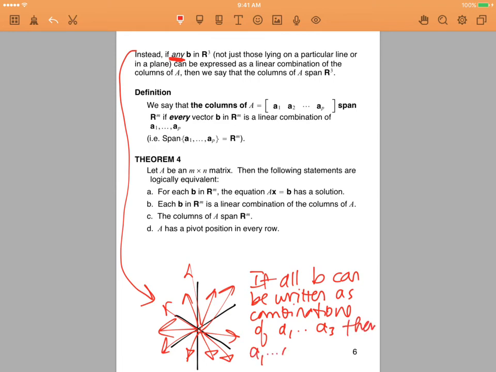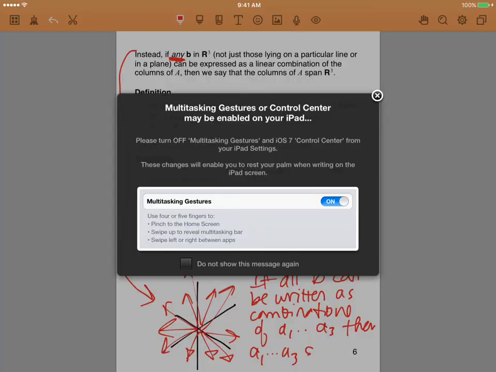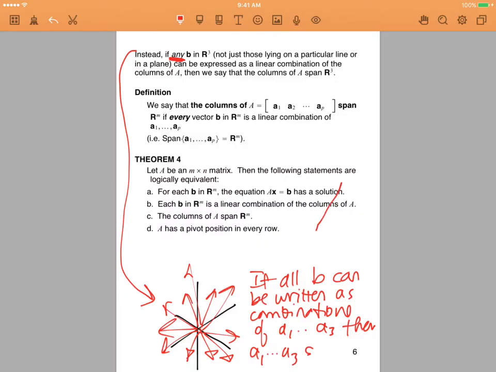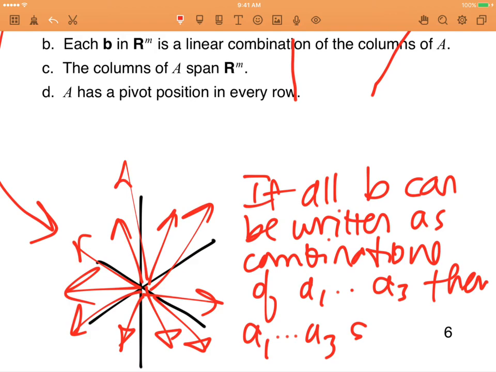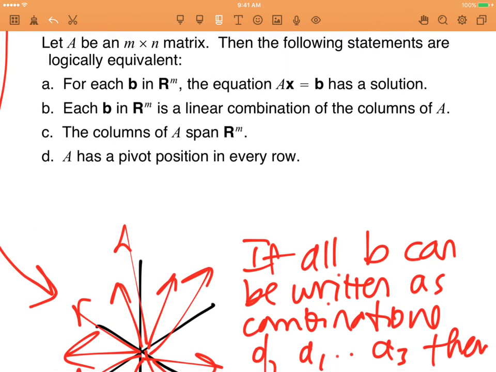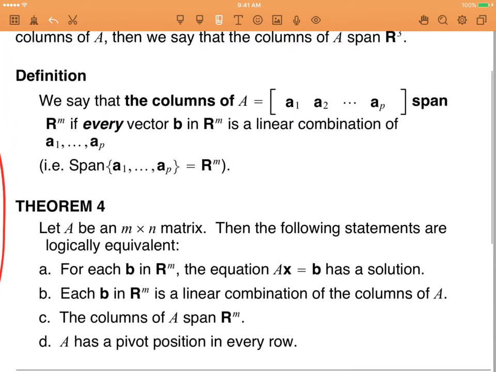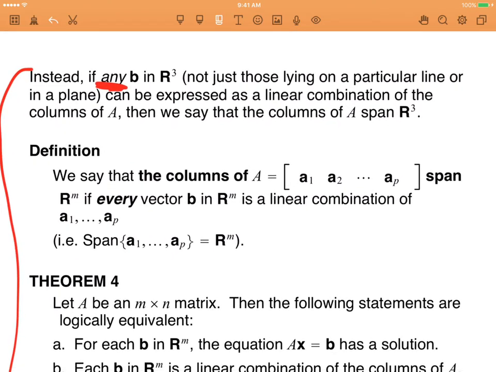then a1 through a3 span, sorry, let me stretch this up a little bit. Oh, I'll erase those later. Then a1 through a3 span all of R3. In other words, they don't just span a plane, they span everything in 3 space. Okay, so that's just one of the cases where everything is a solution. And that's the thing that we say, that the columns span all of R3. That's, sorry, redundant with this definition here.